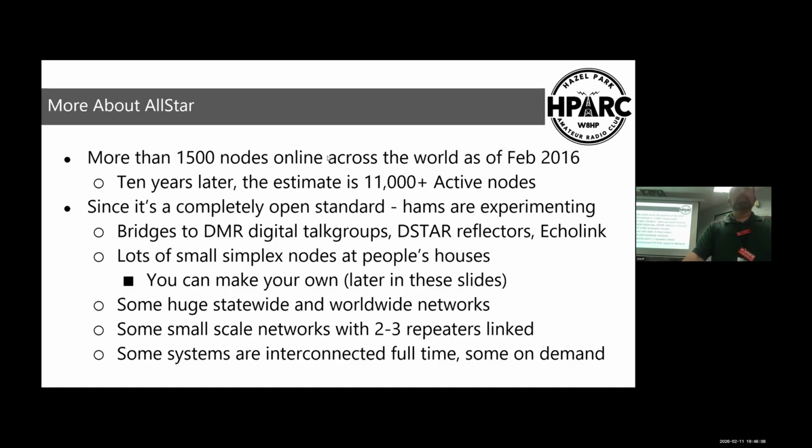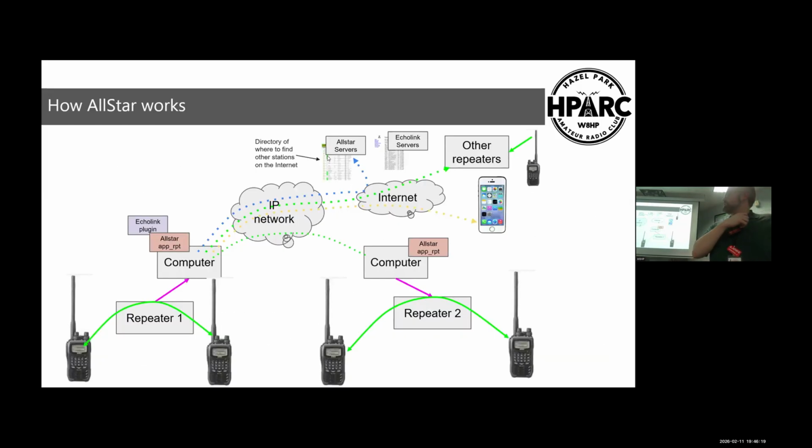There are some huge networks statewide, as well as local networks. And we're going to use it as our interconnectivity. So this is a diagram of how All-Star works. At the bottom is what you're normally used to. You have your radio, you can key up, and the repeater will repeat it to another radio. Where All-Star comes in is the purple arrows pointing to the computer. The computer will take that signal and route it out over the internet to other repeaters, depending on how you have the system connected.